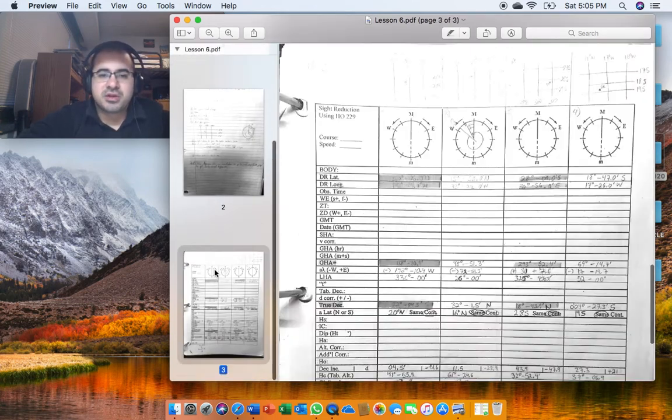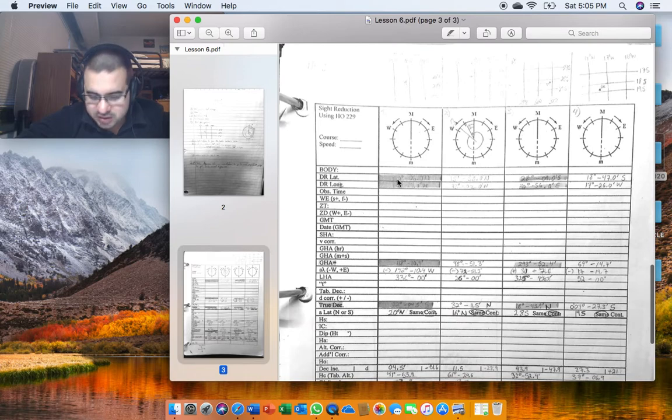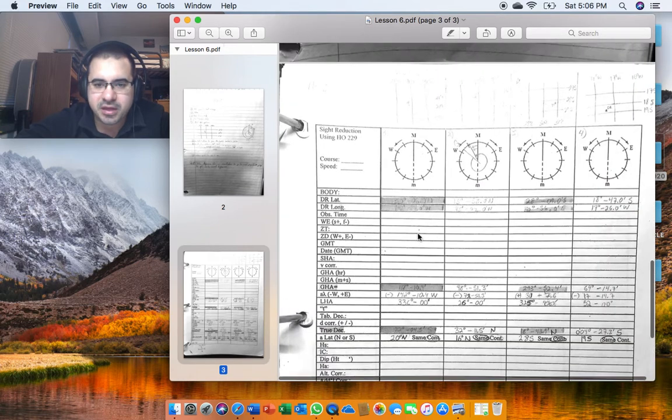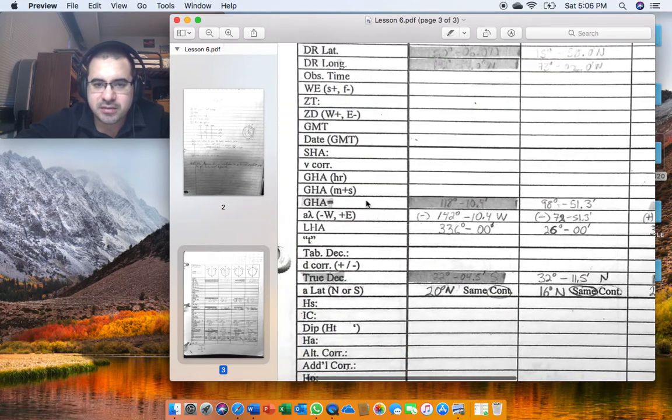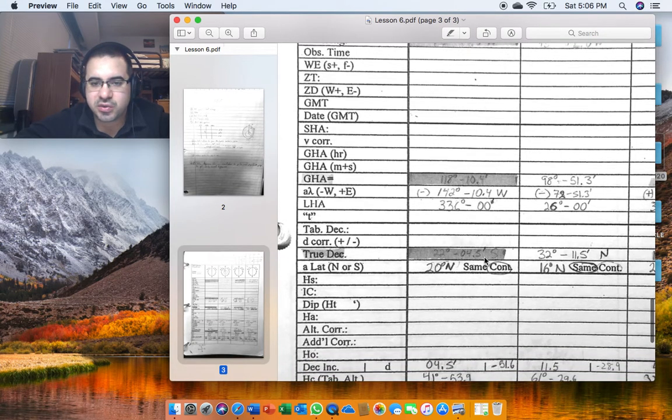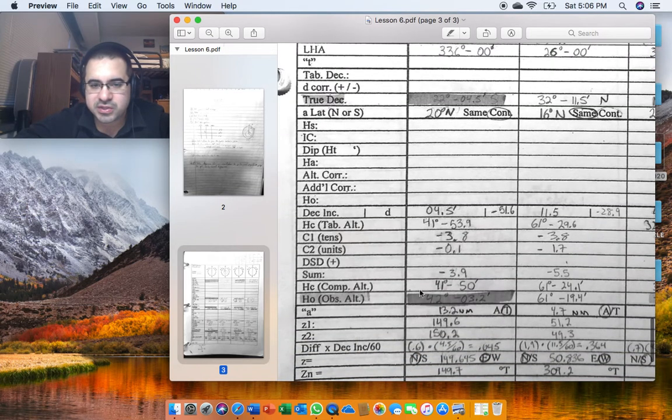So the first thing that we're going to do is plug in the values. So that was 26 north, 142 14 degrees northwest, right? And then we were given our GHA, 118 10.4, and then true declination, 22 degrees 04.5 south, and we were also given our HO, 42 3.2 minutes.